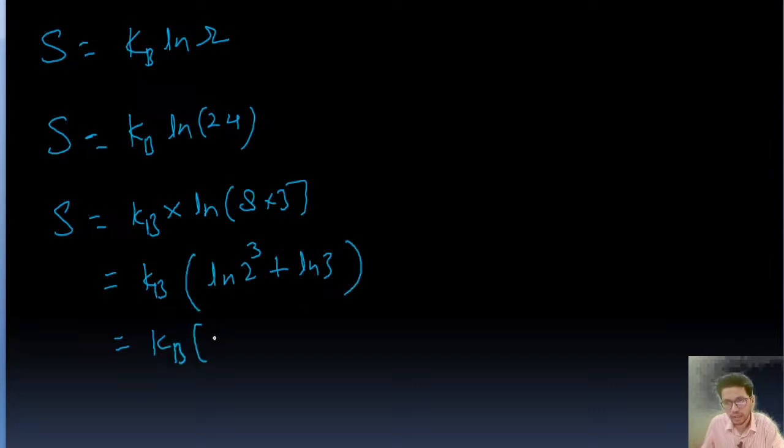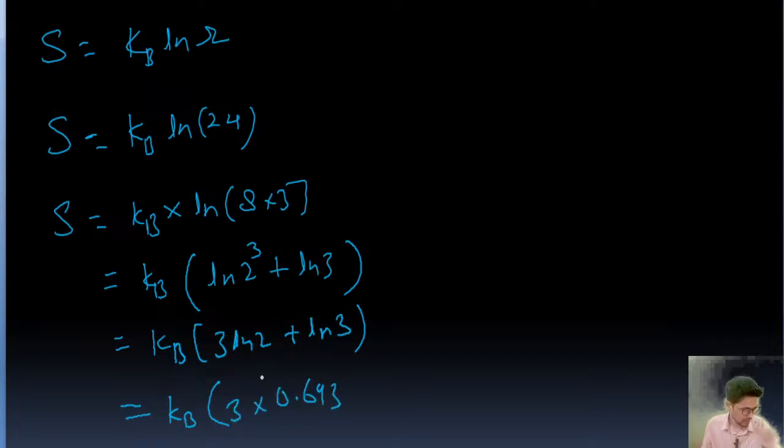And so this is going to be KB into 3 ln 2 plus ln 3. ln 2 value is 0.693, plus ln 3 value is 1.098, right. So we'll solve it. This value is going to be 3.27 KB. Okay, so ln 2 value is 0.693, ln 3 value is 1.098.